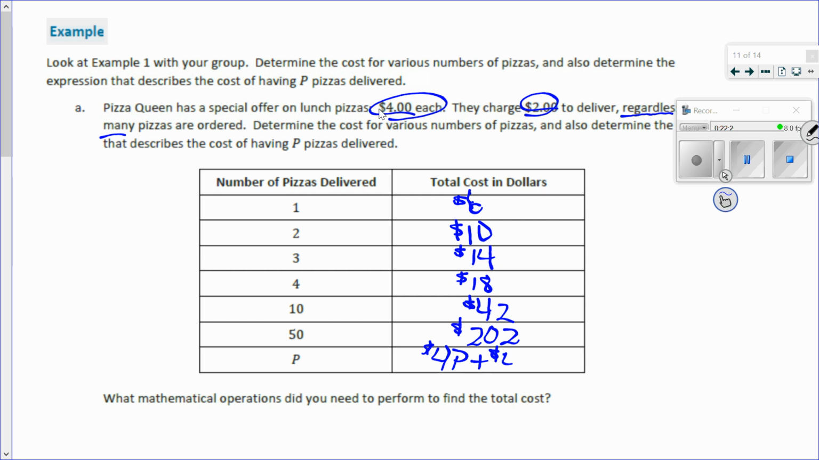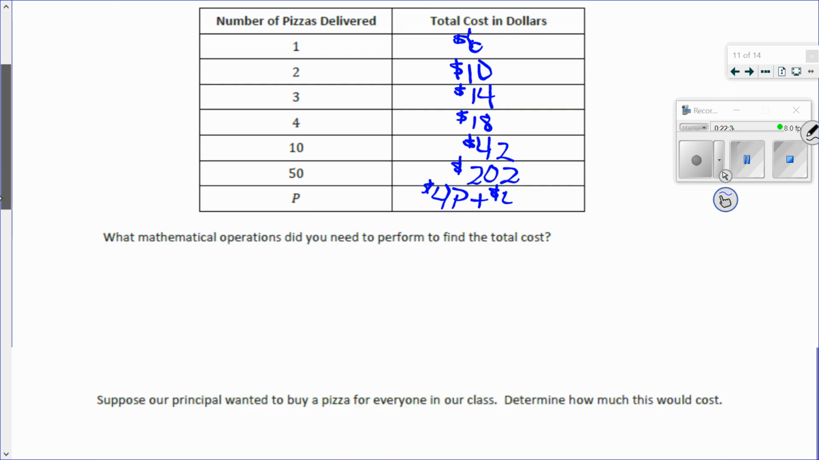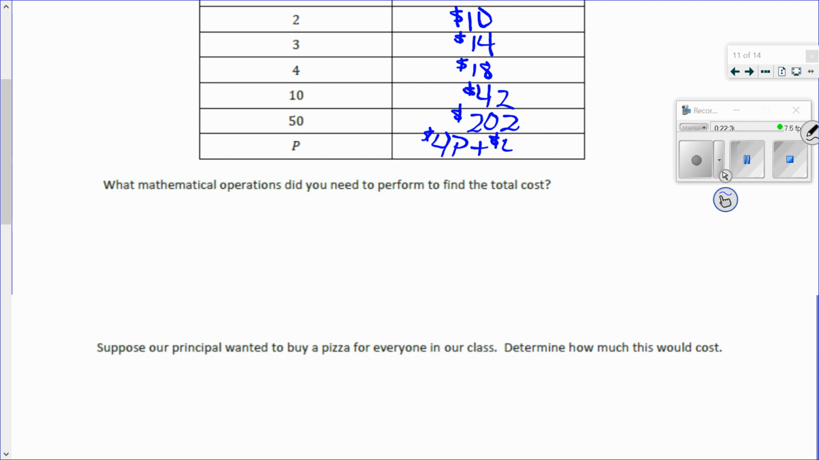Let's check it. So if I have 1, 4 times 1 is 4, plus 2 is 6. 2 times 4 is 8, plus 2 is 10. Does that look like it's working? Yes. Good job. So what mathematical operations did we have to do to find the total cost? We needed to multiply and add. So we had to do both of those things.